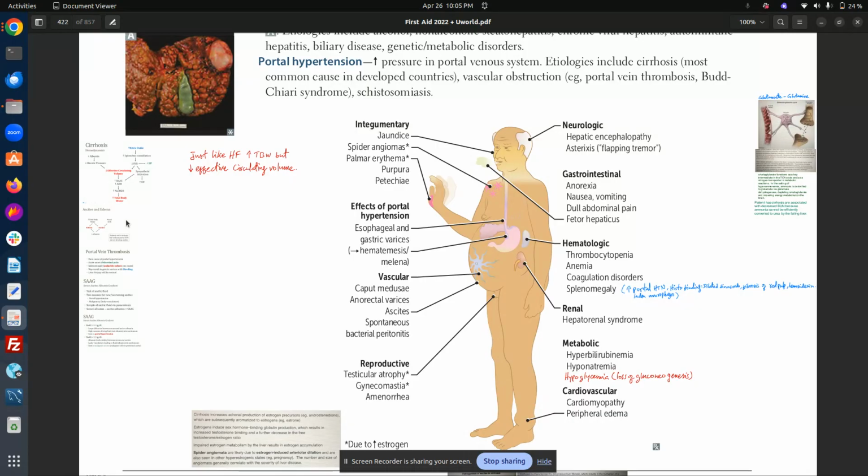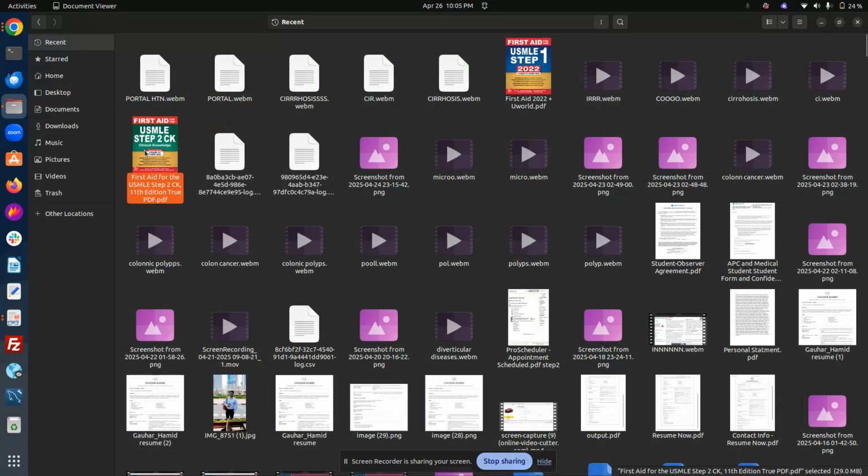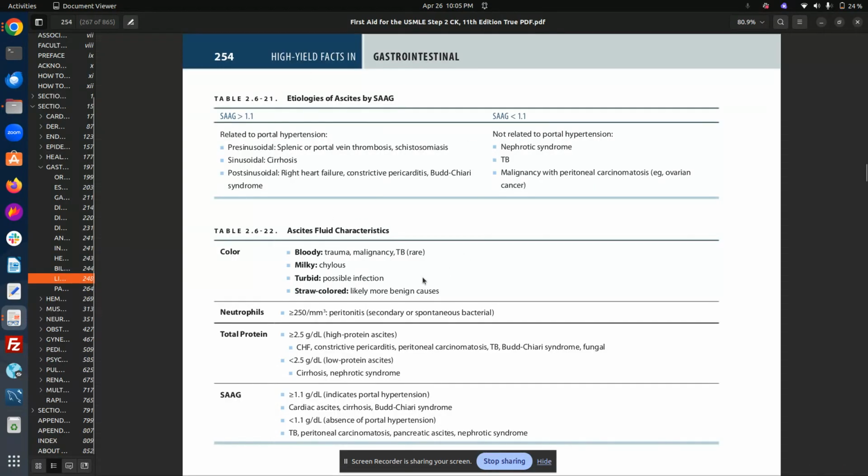Okay, here let me show you. Let's open First Aid. Yeah, look at this. Etiologies of ascites by serum ascites albumin gradient. I'm not making things difficult. I'm just trying to make things simple.